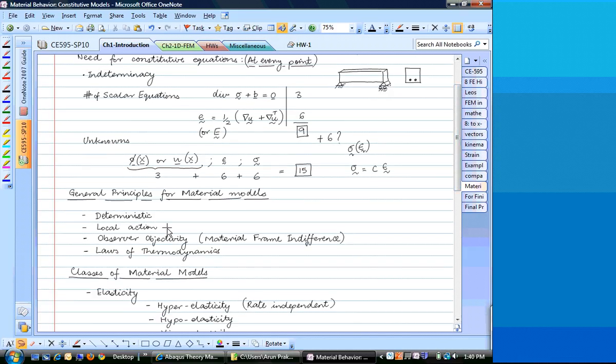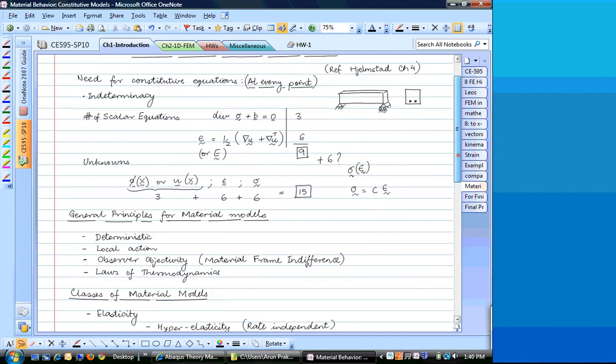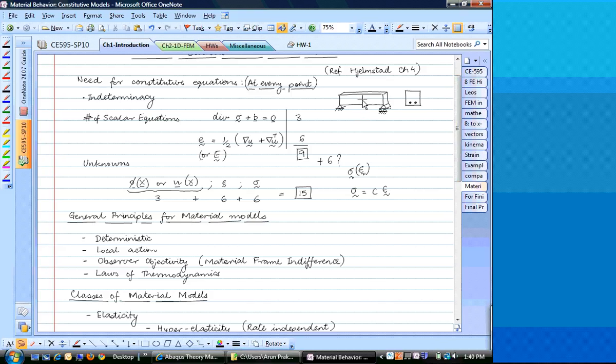Another important principle is local action. So what does that mean? It means that if you go to any point in this body, the behavior of that point is going to be governed only by that point and perhaps a small radius around it. So the material action, the stress, is a function of local strain. The stress at this point does not depend upon the stress at some other point. They are connected only through the equilibrium equation. The material property is not dependent on long range things.